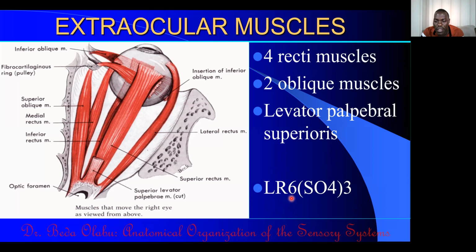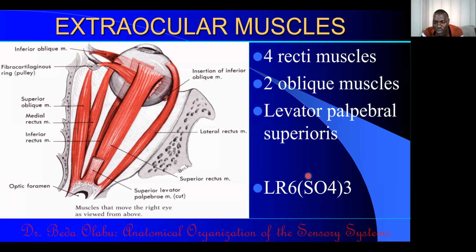I say LR6 SO4, then bracket 3. What does it mean? Lateral rectus, which is this muscle here. Lateral rectus is innervated by the 6th cranial nerve, which is the abducens nerve. So that is lateral rectus, abducens nerve.